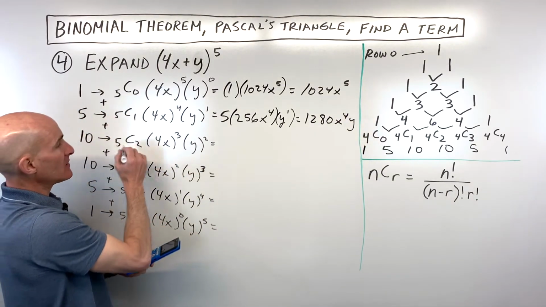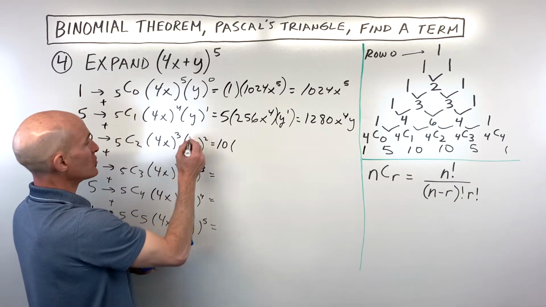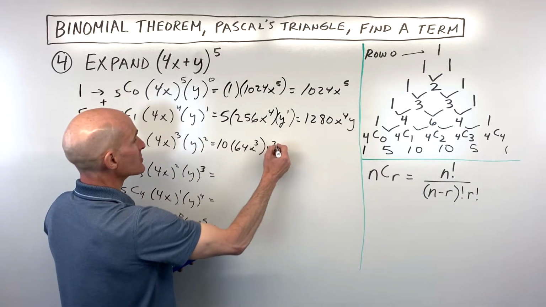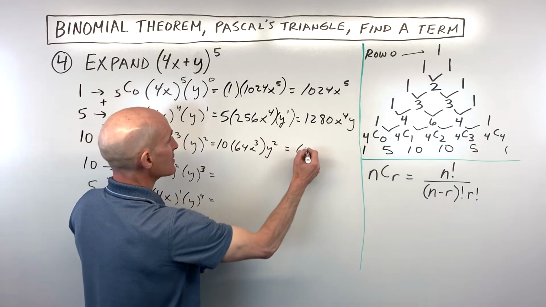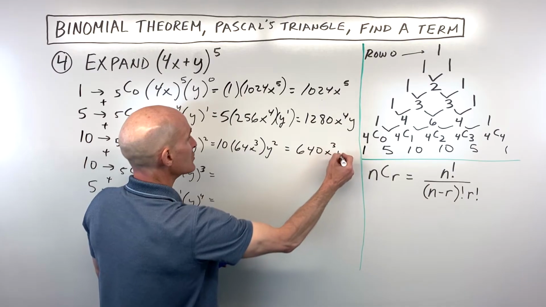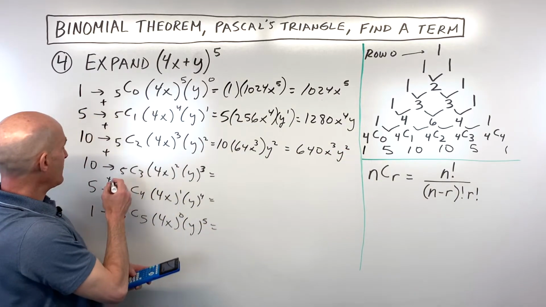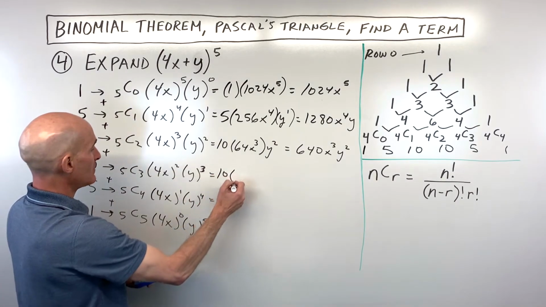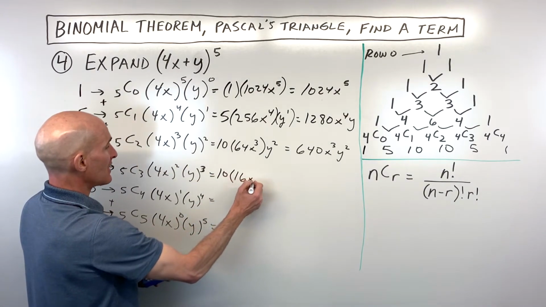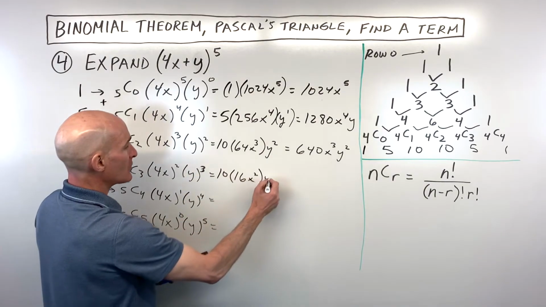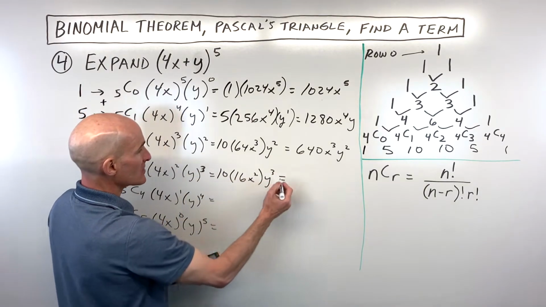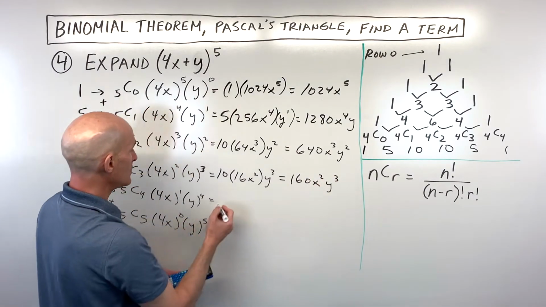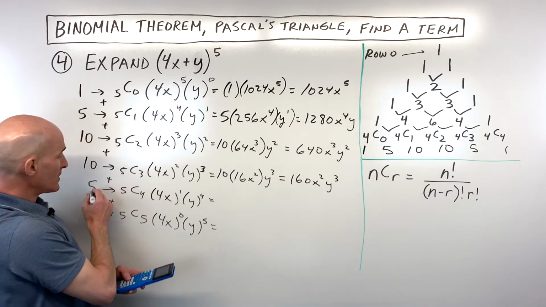5C2, that's 10. So we have 10, 4 cubed is 64, x cubed, and y squared. So if we multiply that together, we get 640 x cubed y squared. And then for the next term, 5C3 is 10. So we have 10, 4 squared is 16, x squared, y cubed. So if we multiply that together, you can see we're getting 160 x squared y cubed. This term, 5C4, is 5.